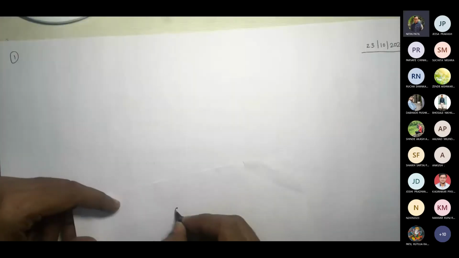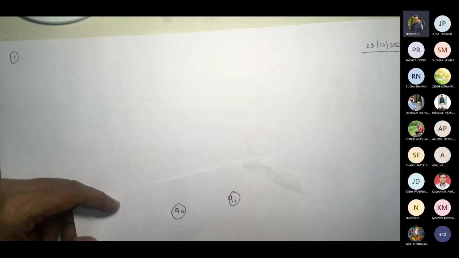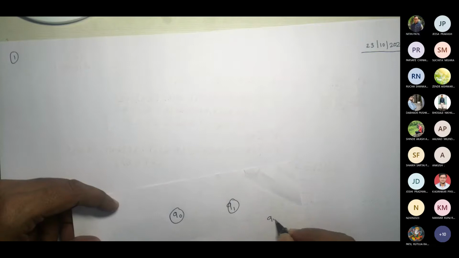Okay. So let me draw an NFA. Tentatively, I will try to draw it here. You can create your own example that way. You have to make sure that it comes out as an NFA.